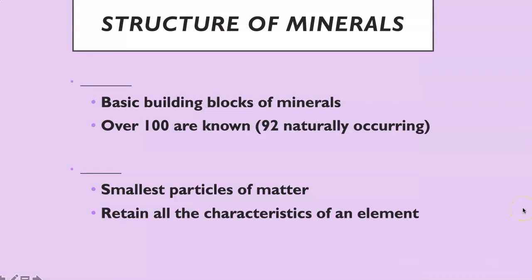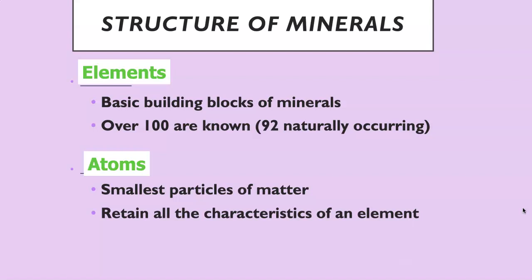I'm going to present some information that will give you the background for the next video you're going to watch in terms of the structure of minerals. So minerals basically are made from elements, and an atom is the smallest piece of an element that still retains the characteristics of the element. For example, an atom of gold still has the melting point of gold and the density of gold and all the properties that gold has.